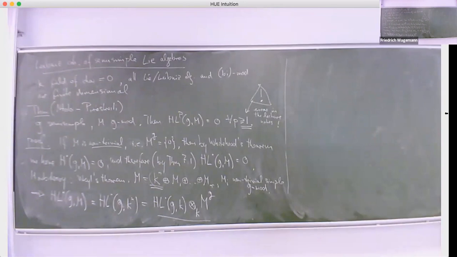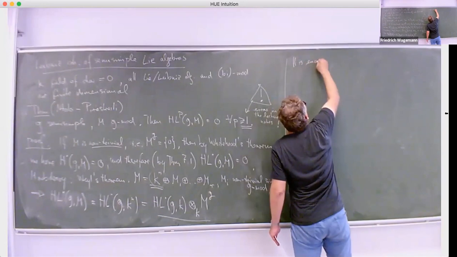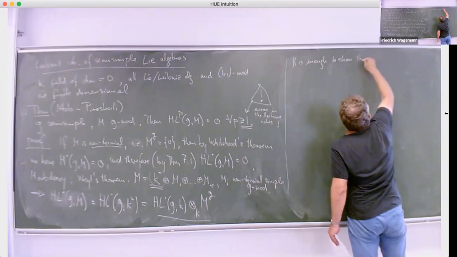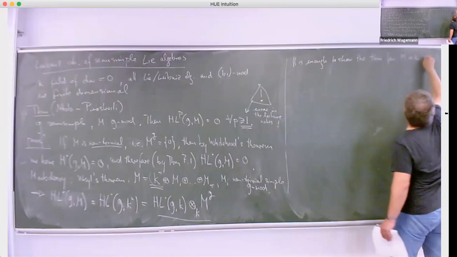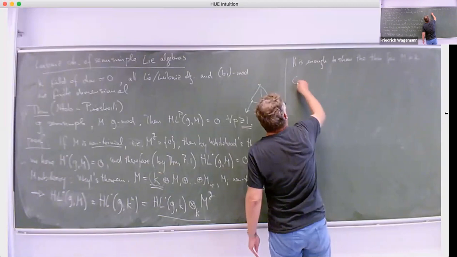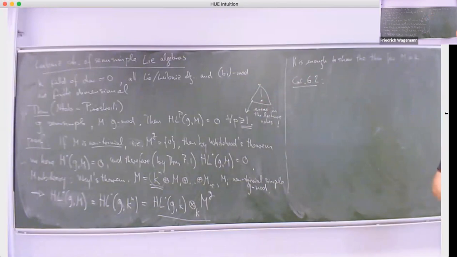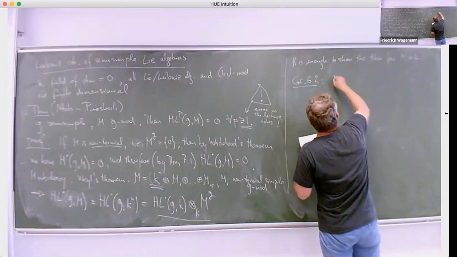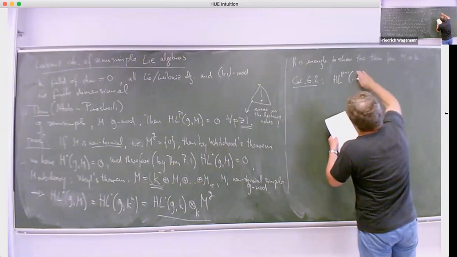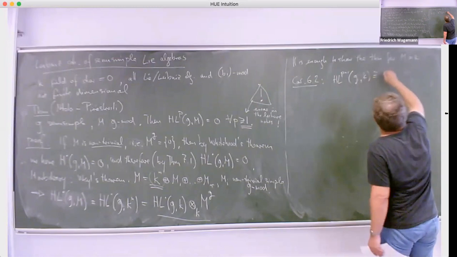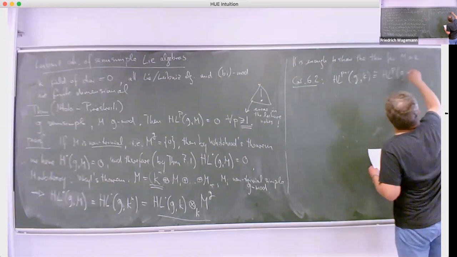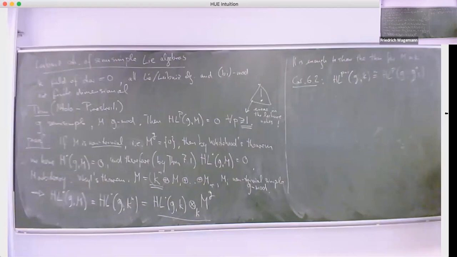It is enough to show this, and for M equal to K, we can use dimension shifting arguments. So HL^(p+1)(g, K) is isomorphic to HL^p(g, g* with the symmetric structure), meaning the co-adjoint module looked at as a symmetric module. It is already a symmetric module because we are talking about a Lie algebra here, but this is not a problem.